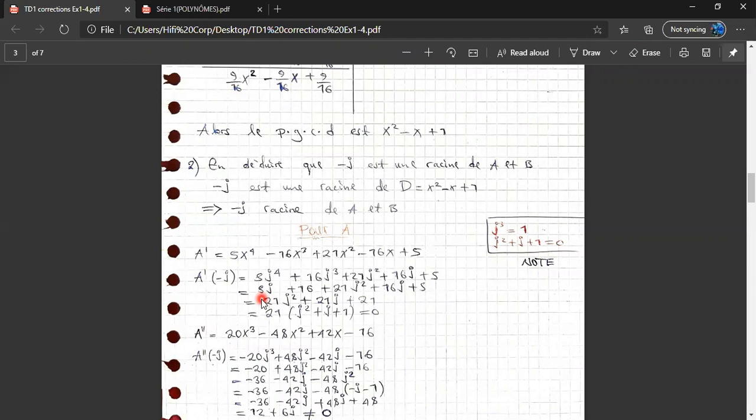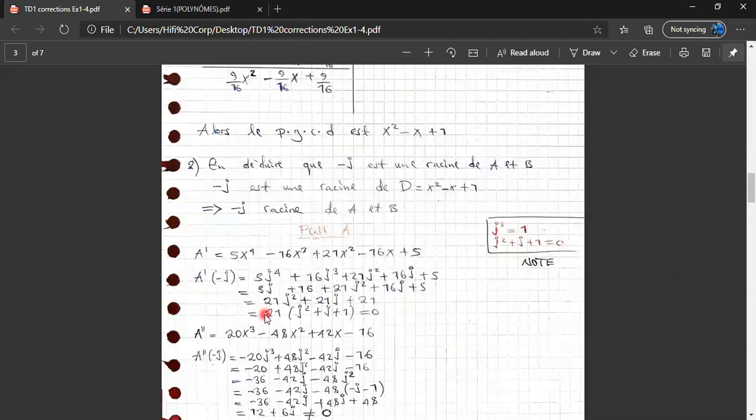You're welcome. So we continue collecting like terms together. This is 5j plus 5j plus 16j, which is 21j here. 16 plus 5 is 21, and 21j squared. So you put them in this order. They all have the same coefficient. You factorize it, you have j squared plus j plus 1, which is equated to 0. So you put 0, 21 times 0 is 0. So A prime of negative j is 0, negative j is a root of A prime.